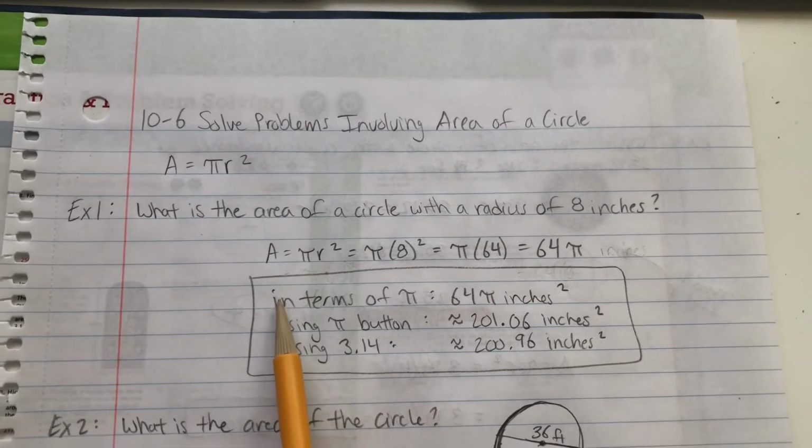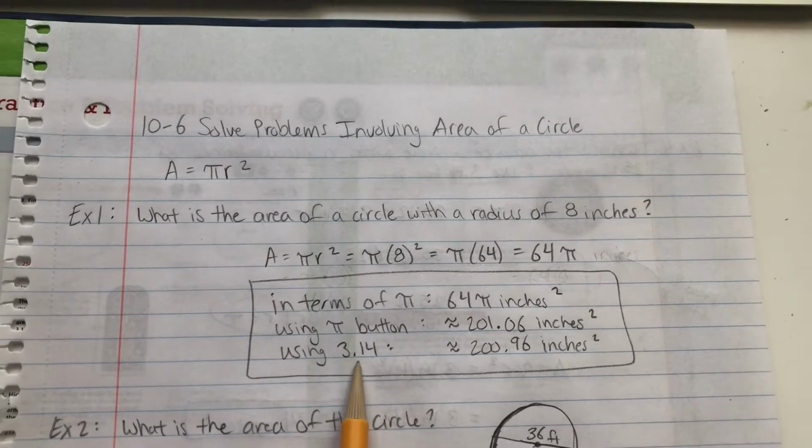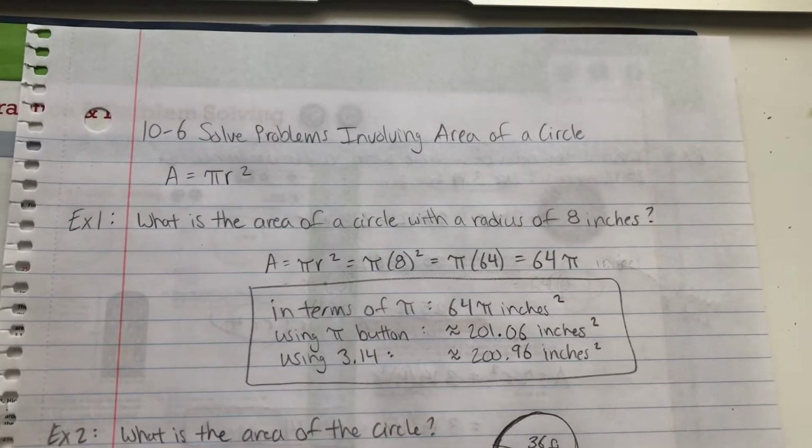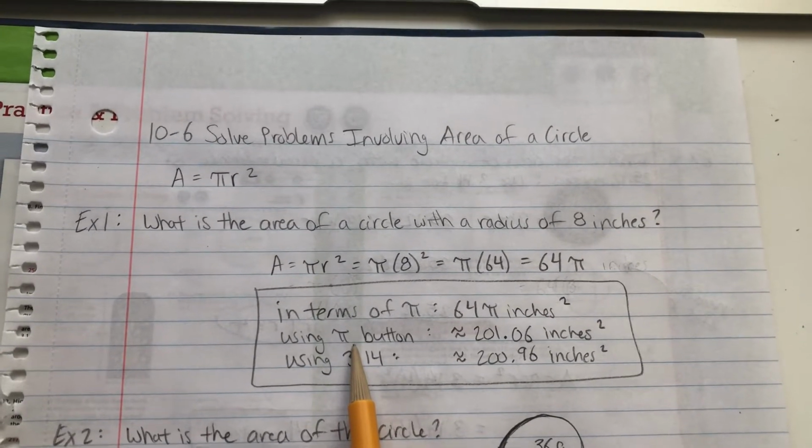It might ask you to write your answer in terms of pi, or it might tell you to use 3.14, and then I've told you that you can use the pi button instead, since that's what you're going to have to use in future years.